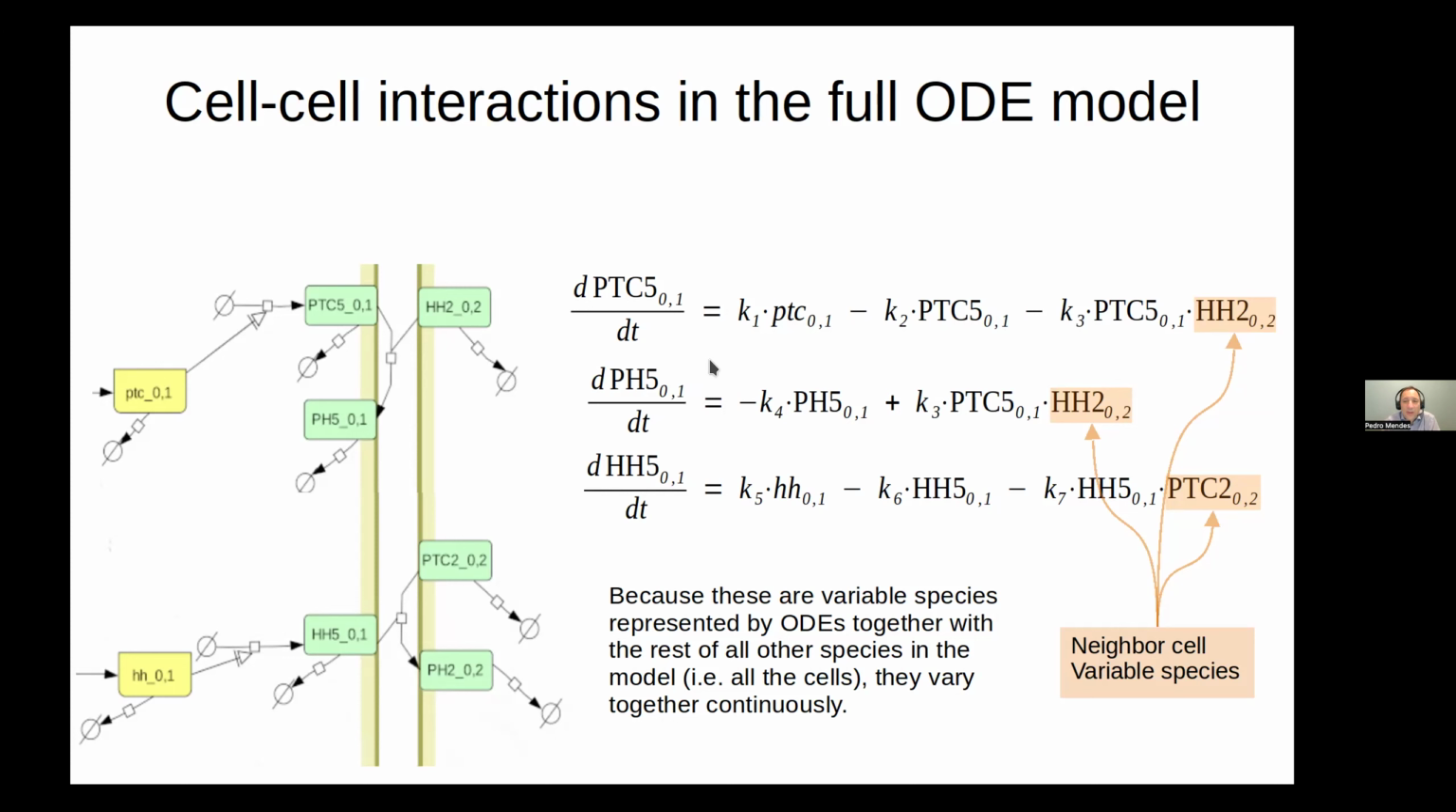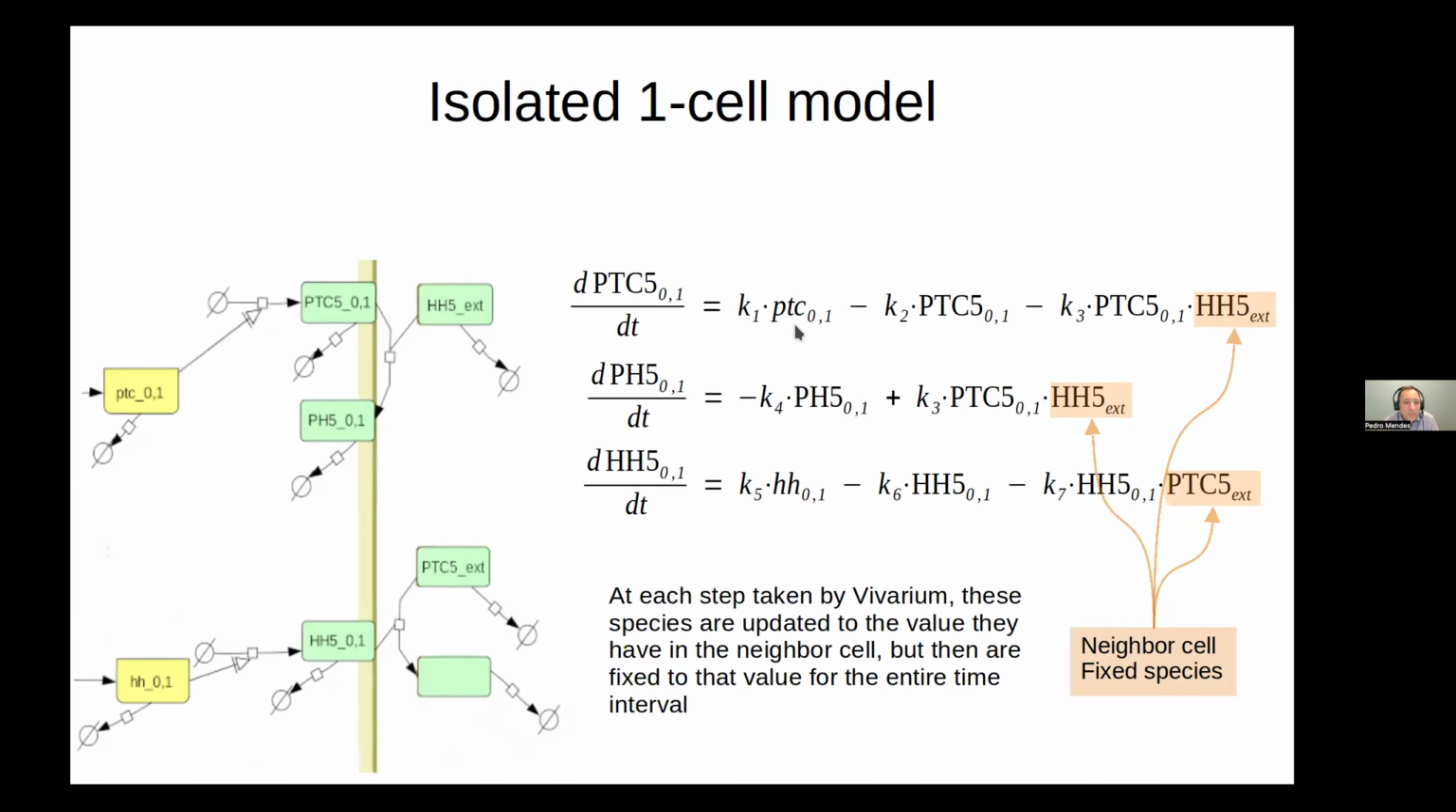So how do we separate this? How do we make this cell independent? Well, we're going to do the following. We take away the next cell. We create one species here, which is an external species. It's external to this cell. It's whatever happens in the neighboring cell. And we're going to make that a constant. And it's a parameter of the model, at least for the time.